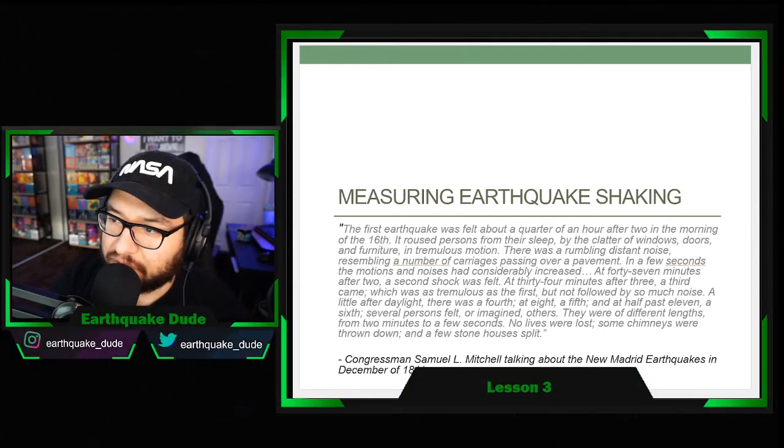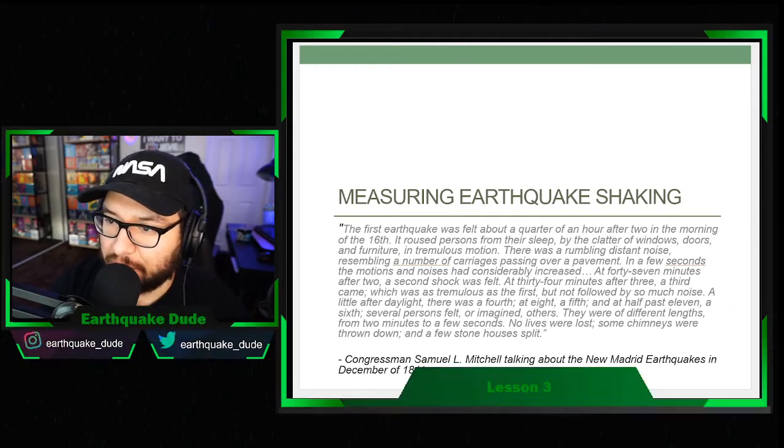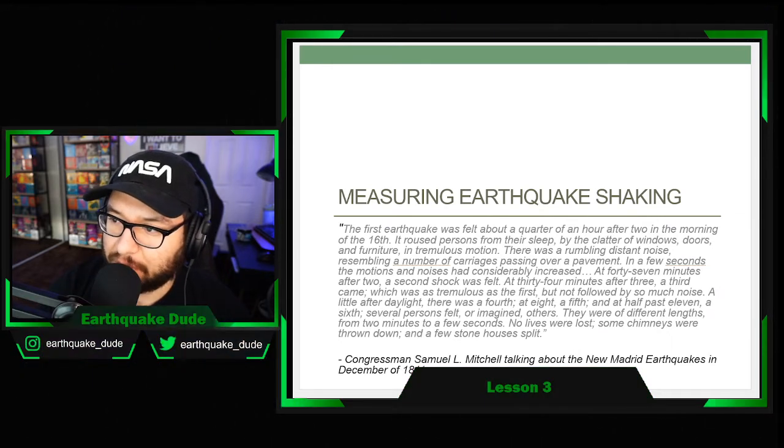The first earthquake was felt about a quarter of an hour after 2 in the morning of the 16th. It roused persons from their sleep by the clatter of windows, doors, and furniture in tremulous motion. There was a rumbling, distant noise resembling a number of carriages passing over a pavement. In a few seconds, the motions and noises had considerably increased. At 47 minutes after 2, a second shock was felt.